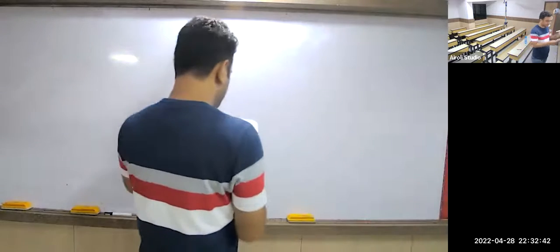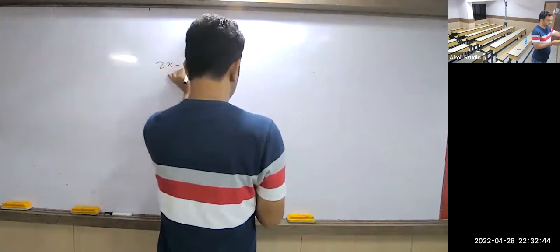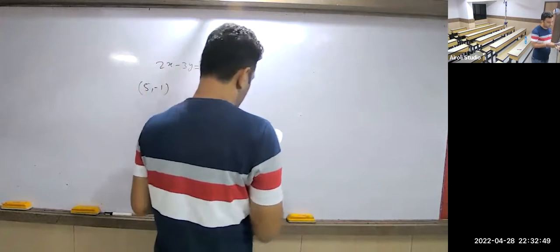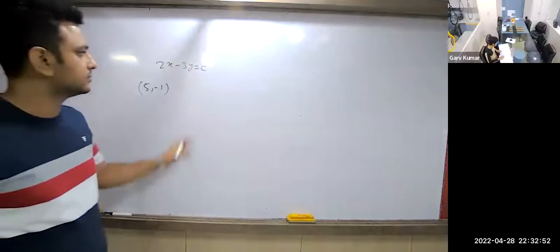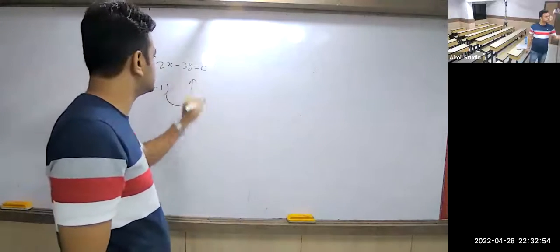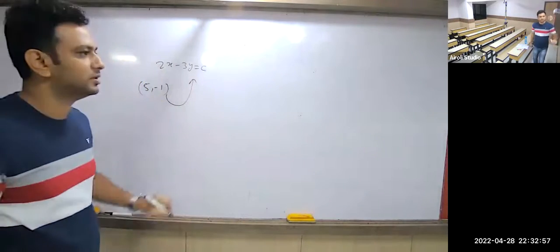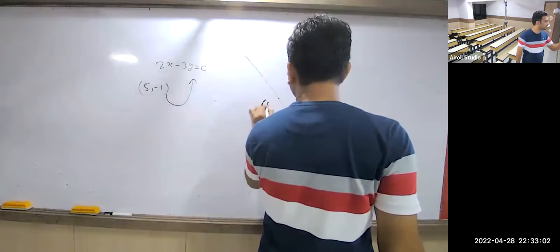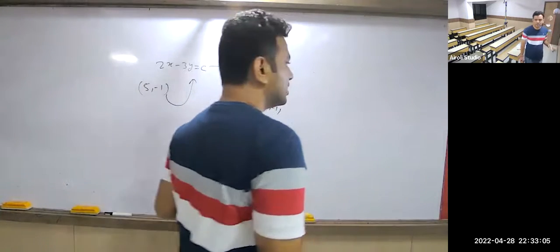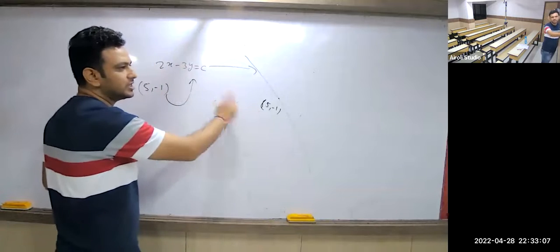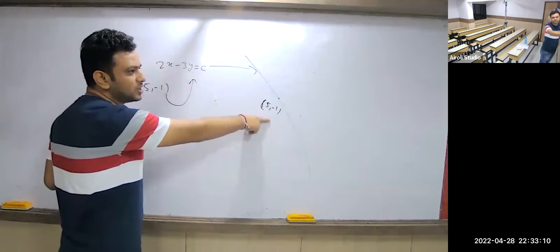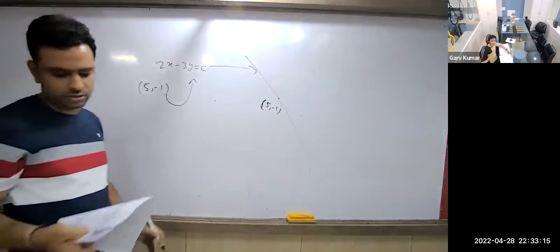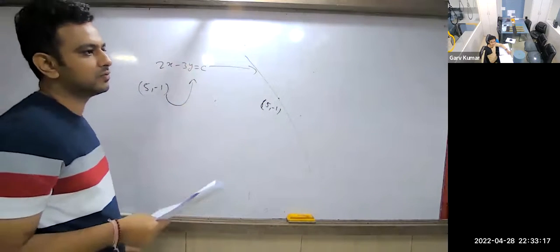In the xy plane, the line 2x minus 3y equals c passes through the point (5, -1). What is the value of c? This is the equation of the line, and the line passes through this point, 5 comma minus 1. So if this is the equation of the line and it passes through 5 comma minus 1, it will satisfy the equation of the line. Yes, sir. Sir, the answer is 13. 13. Okay.